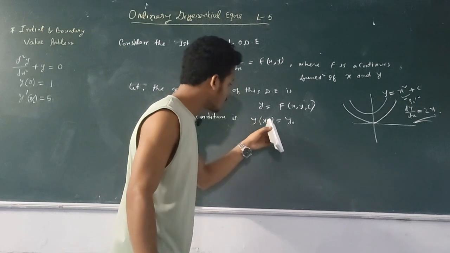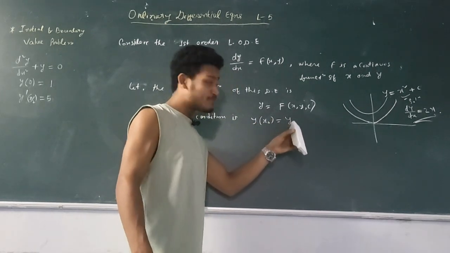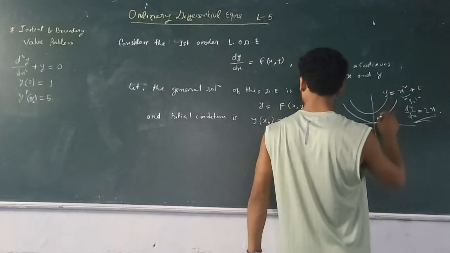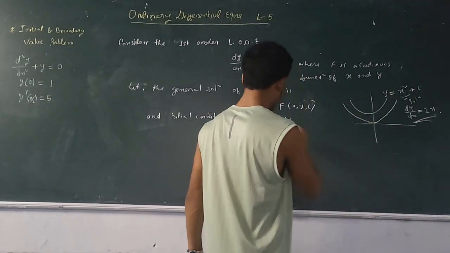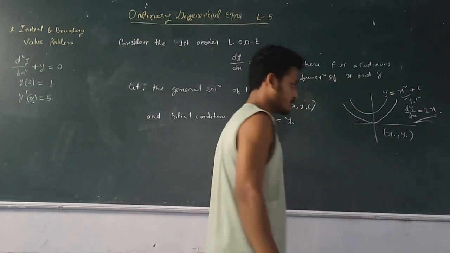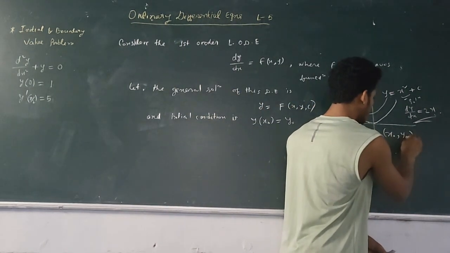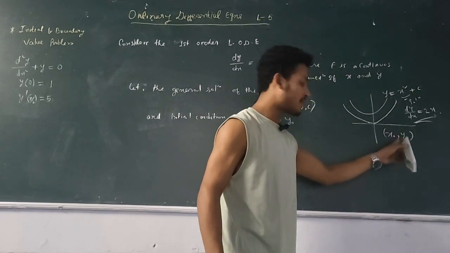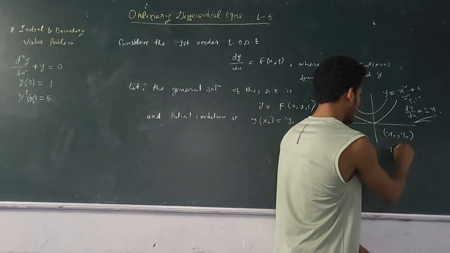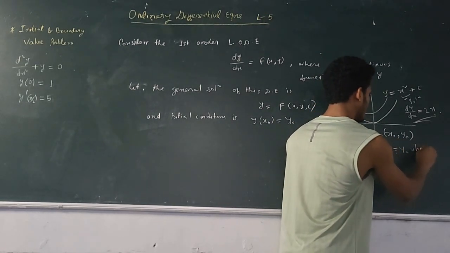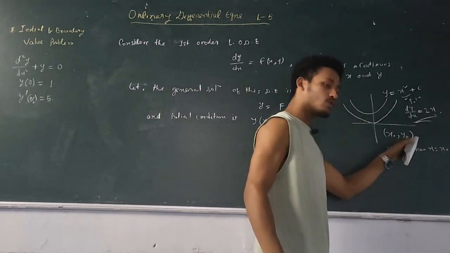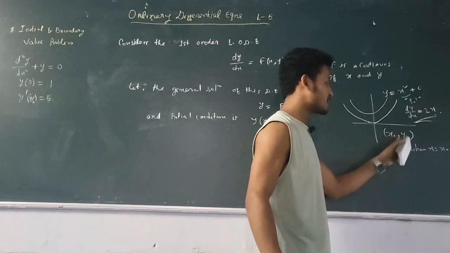That means at x is equal to x naught, the value is y naught. That means we need the solution whose graph is passing through the point x naught, y naught. That means the value of the function y is equal to y naught when x is equal to x naught. That means this is the point x naught comma y naught, and the graph should be passing through this point.